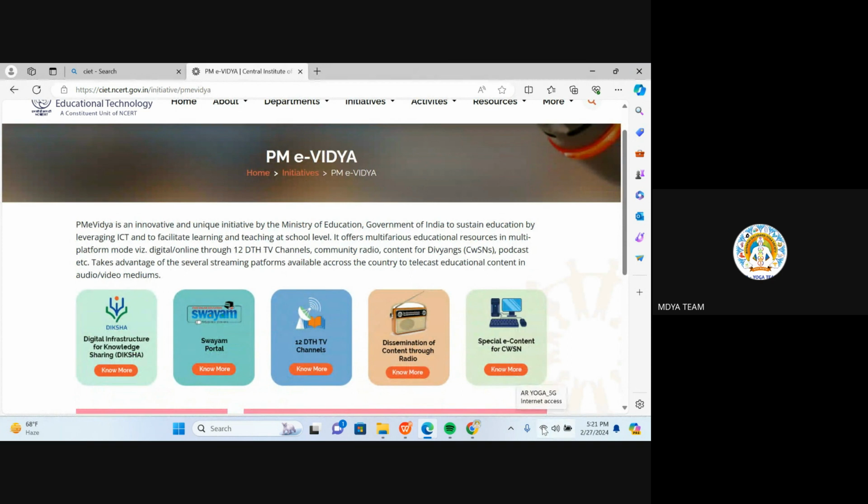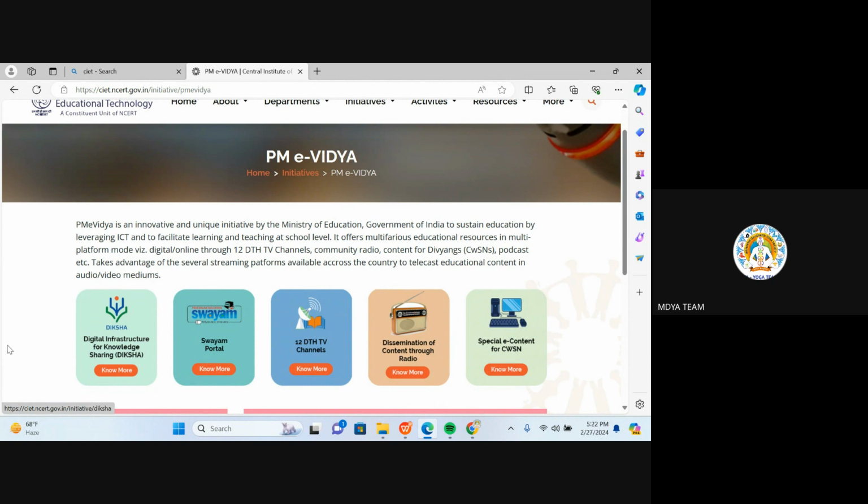So this comes under Prime Minister E-Vidya, which includes the digital infrastructure for knowledge, Diksha, Swayam portal, 12 DTH TV channels, dissemination of content through radio, and special e-content for children who are physically disabled.